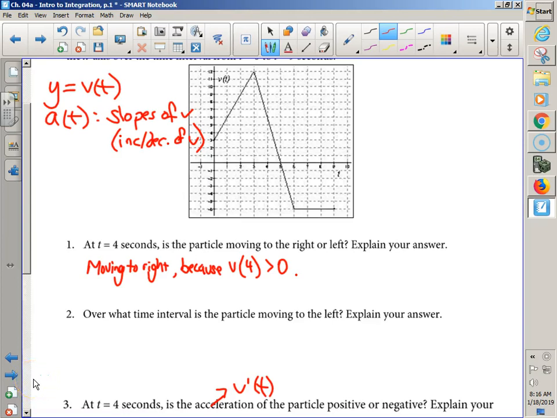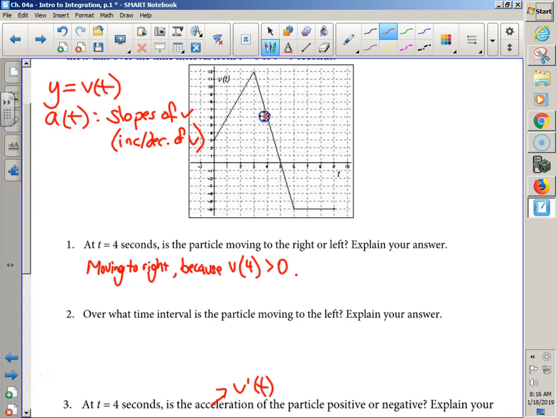So in number 1, answering homework that you guys did last night, we're talking about just at t equals 4. If you went to your graph at t equals 4, you guys did a great job of seeing the y values, the velocities. The velocity at 4, the y value at 4, is positive, hence the particle is moving to the right. But number 2 is saying over what time interval is the particle moving to the left. When's the particle moving to the left?